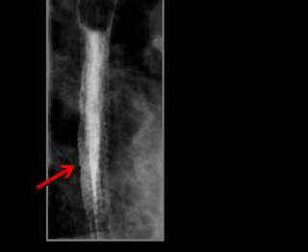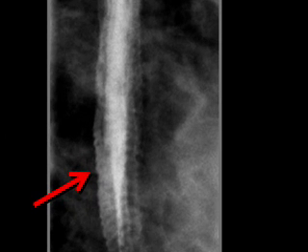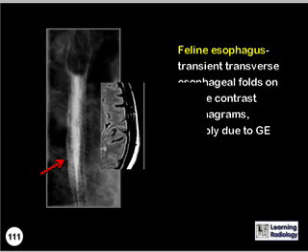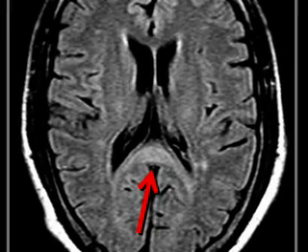What is the descriptive term given for this appearance? This is a feline esophagus, transient transverse esophageal folds seen on a double contrast esophagram, usually normal but possibly due to gastroesophageal reflux.